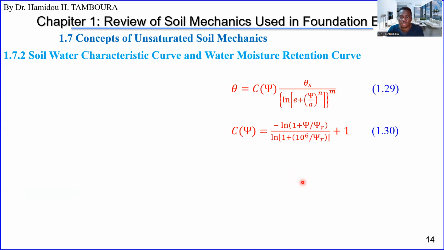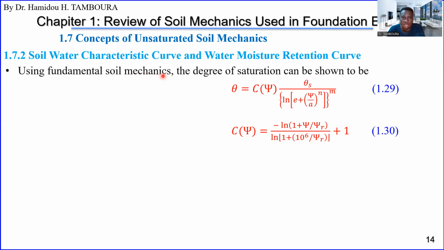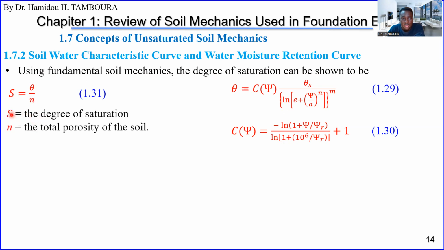I will keep the two formulas here. Please don't forget that this is suction. Using fundamental soil mechanics, the degree of saturation can be shown to be like this. You can use this formula as degree of saturation. So S will be obtained by theta, the volumetric water content, divided by n. Here S is the degree of saturation. Of course, n here is the total porosity of the soil.